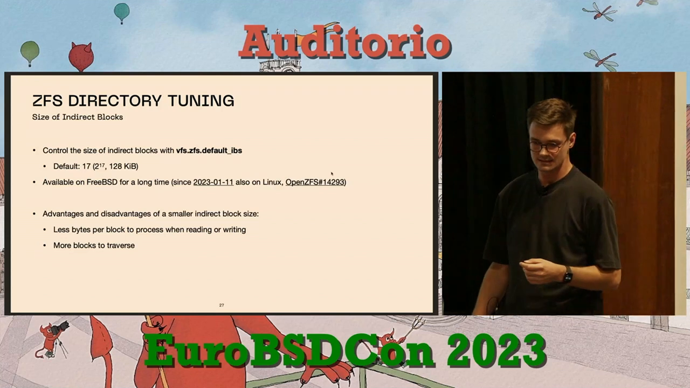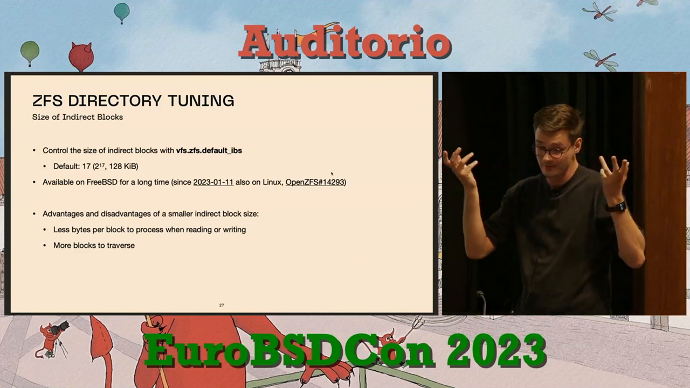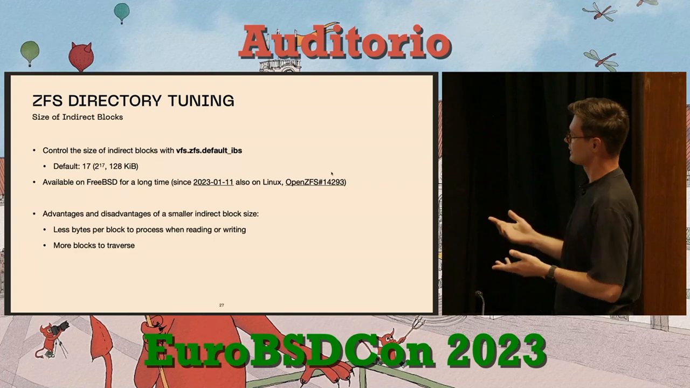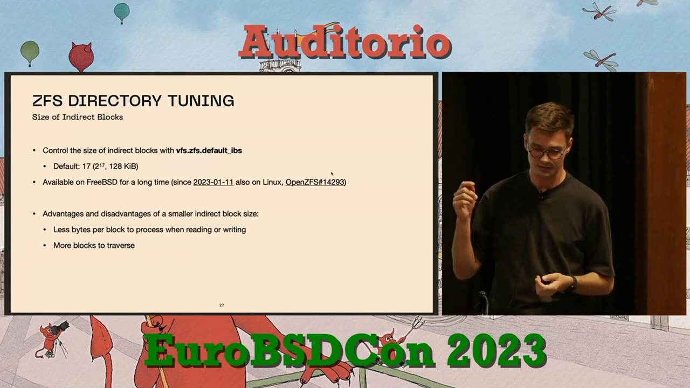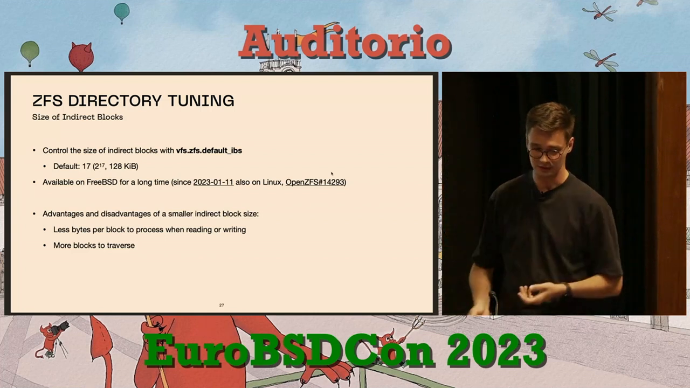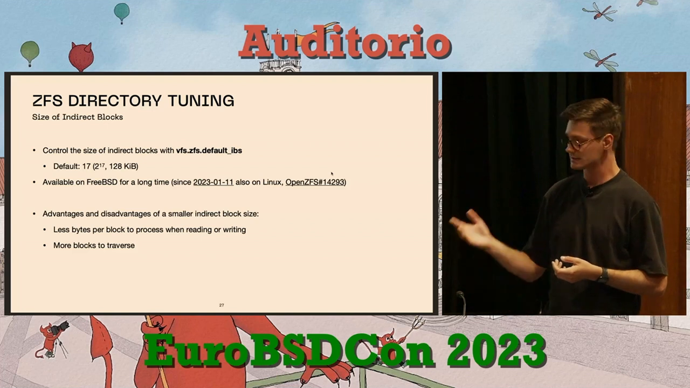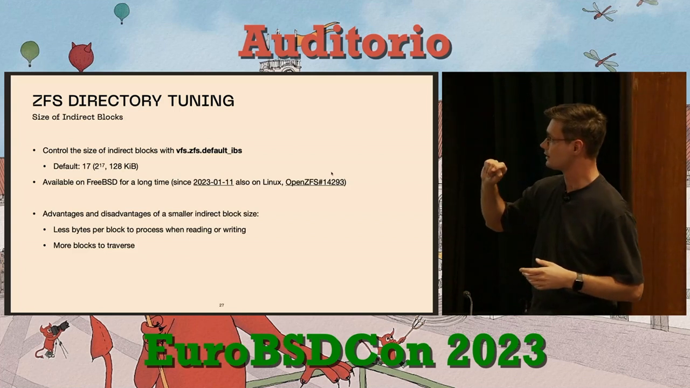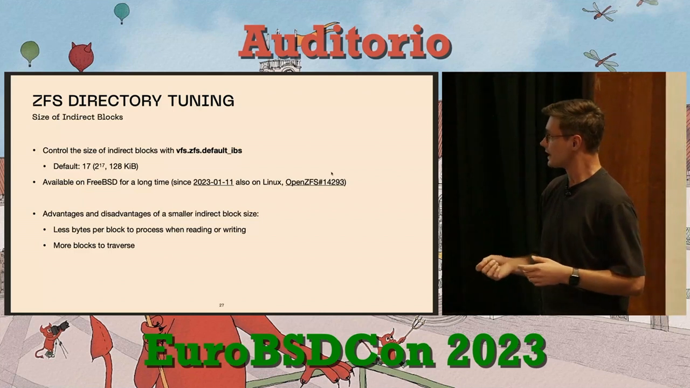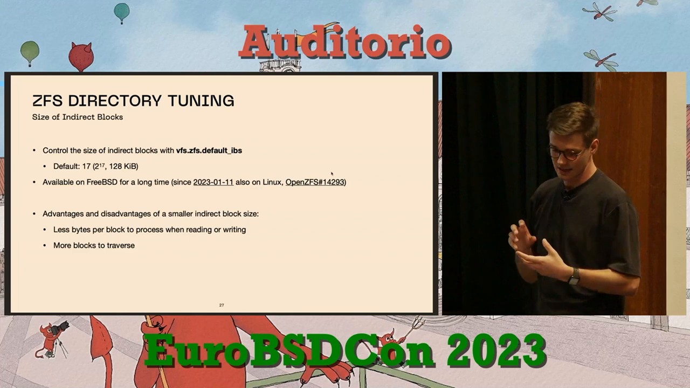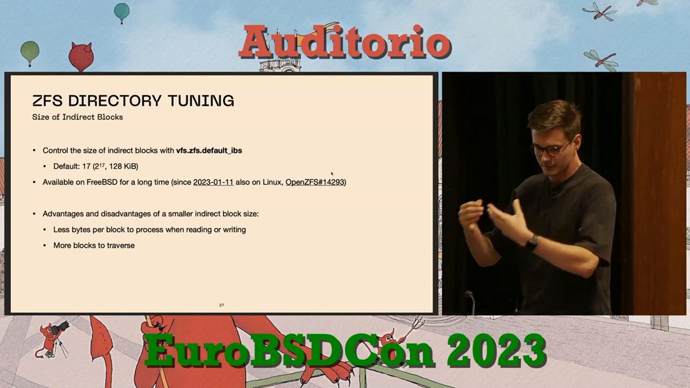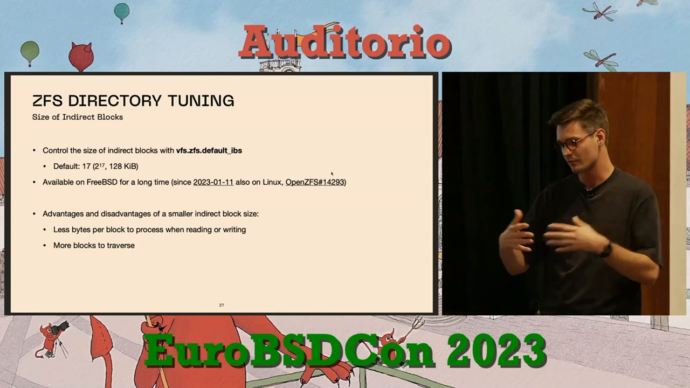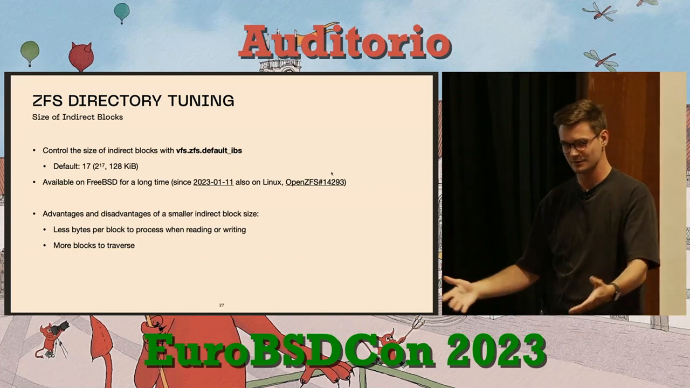The other ZFS directory tuning thing is the size of indirect blocks. It can be controlled with vfs.zfs.default_ibs. The default is 17, which is 2 to the power of 17, which is 128 kilobytes. It's been available on FreeBSD for a long time, but it was also made a tunable for OpenZFS 2.3 on Linux. The advantage of having smaller indirect blocks is that you have to process fewer bytes when you're reading or writing, right? But on the other hand, you may end up with a larger tree that you have to traverse. So again, trade-offs.